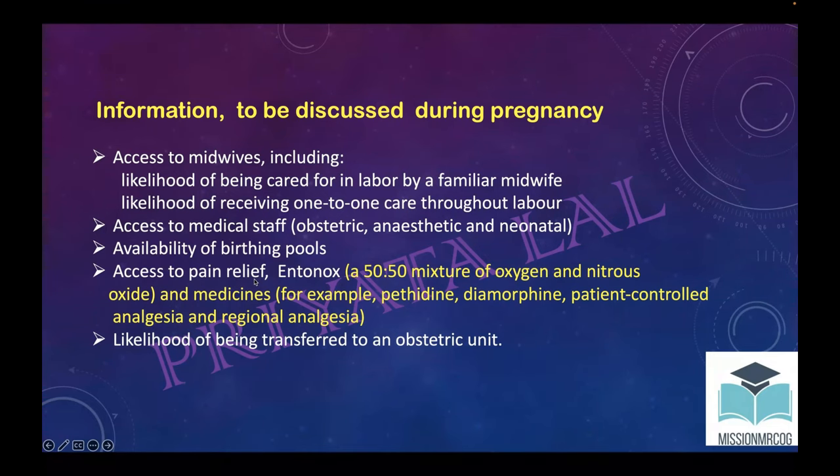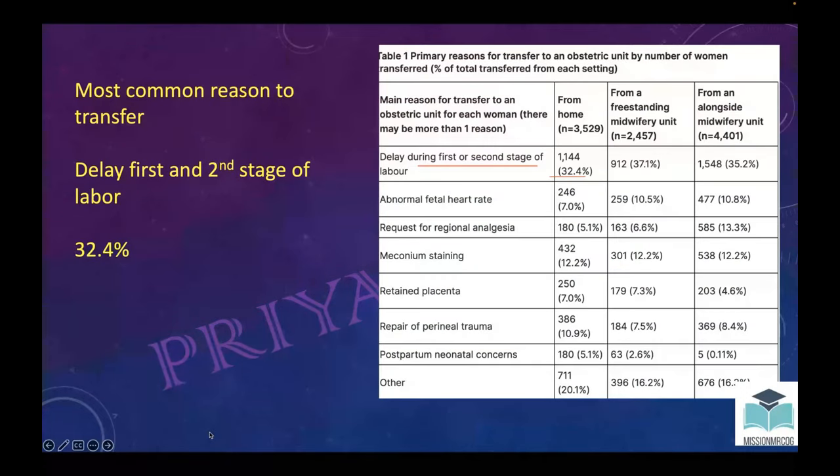Apart from this, in this guideline they have added a couple of things in the analgesia section. So they have put PCA, or patient controlled analgesia, and regional analgesia is also there. So all this information the patient should know during the pregnancy only. Now this is important for the Part 2 people.